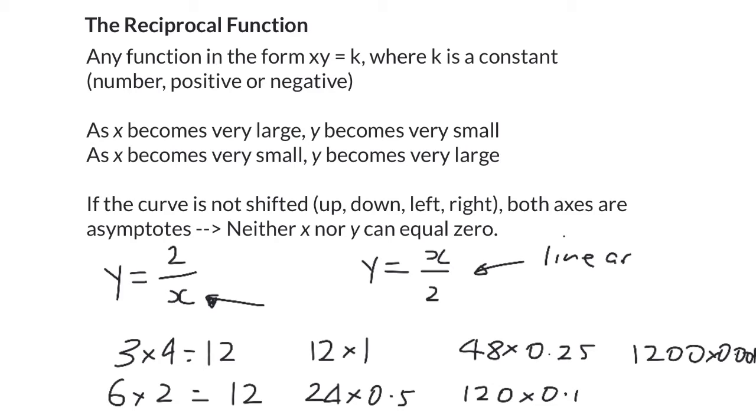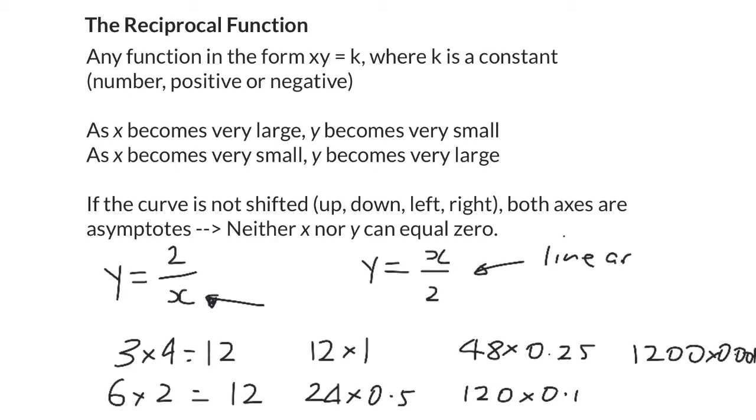Okay, and if our curve has not been shifted up, down, left, or right, which is not something we normally do very much of, both the axes, the x-axis, our horizontal line in the middle, and our y-axis, our vertical line that runs through the middle, they are both asymptotes. So our curve will never touch either of those two lines unless it's been shifted in some way. So that means neither x nor y can ever equal 0 for a reciprocal function.